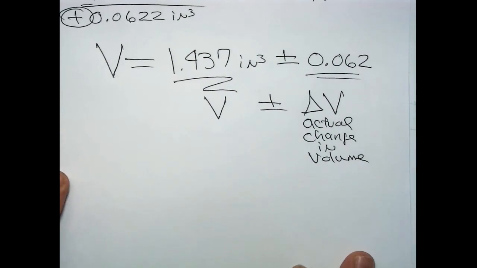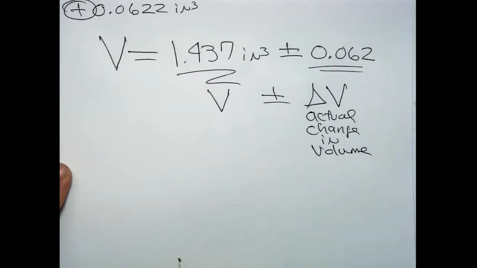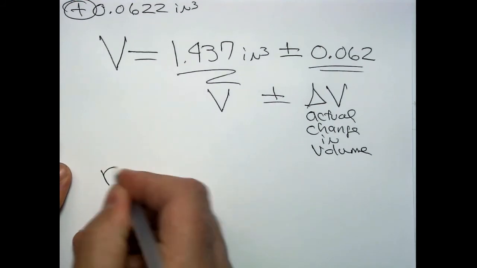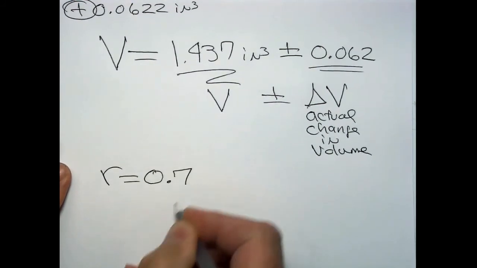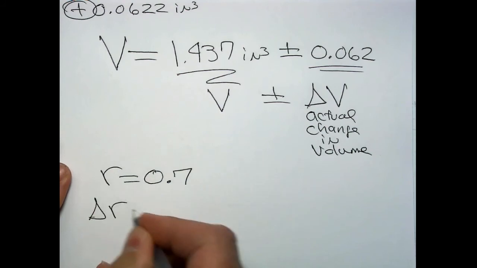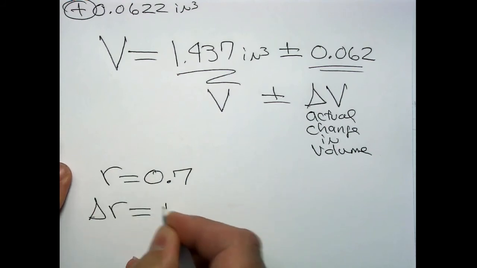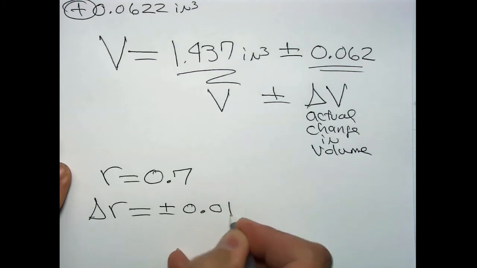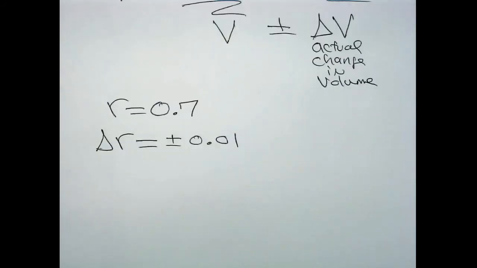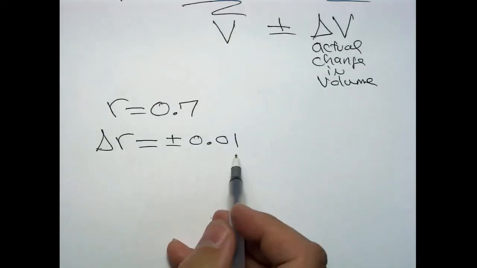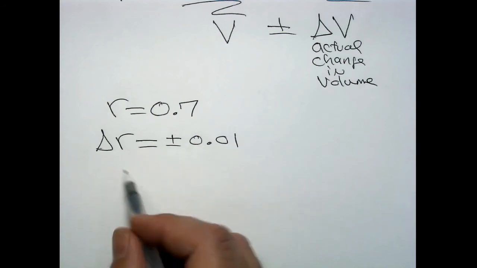That's the real change in volume. We calculated that very carefully, and we picked the higher number. What this is, radius. And delta r is the potential change in volume because of the error of the instrument. It could be plus 0.01, it could be minus 0.01.